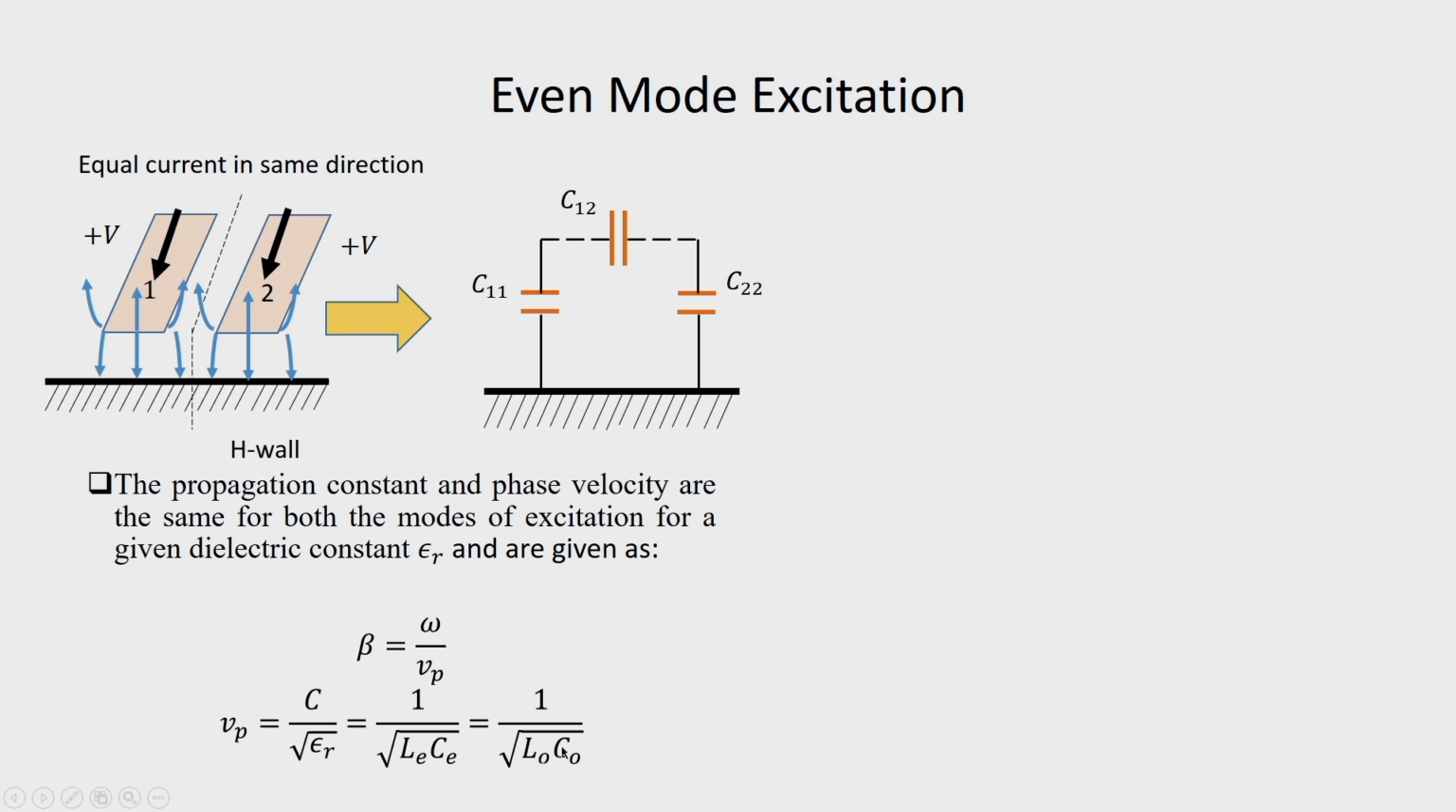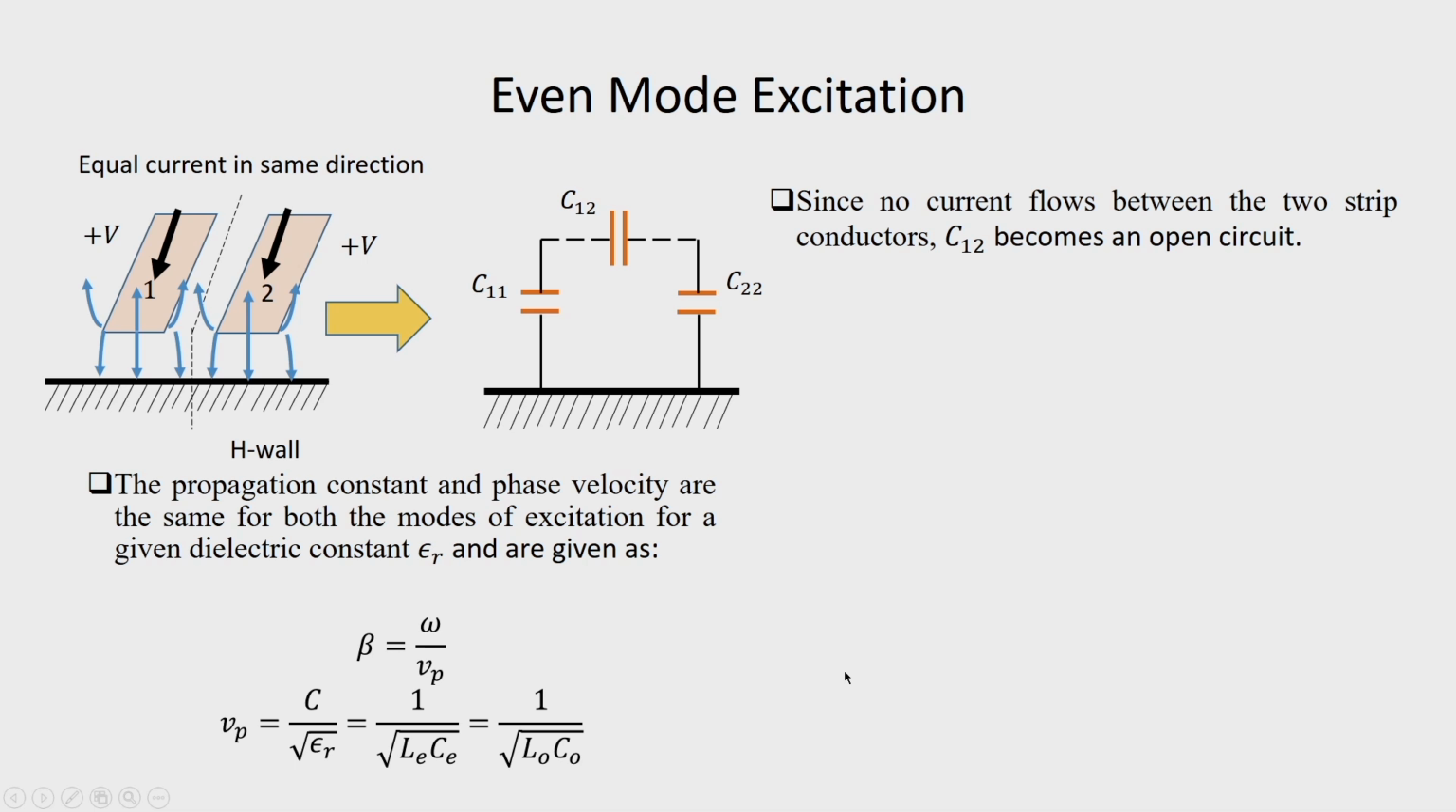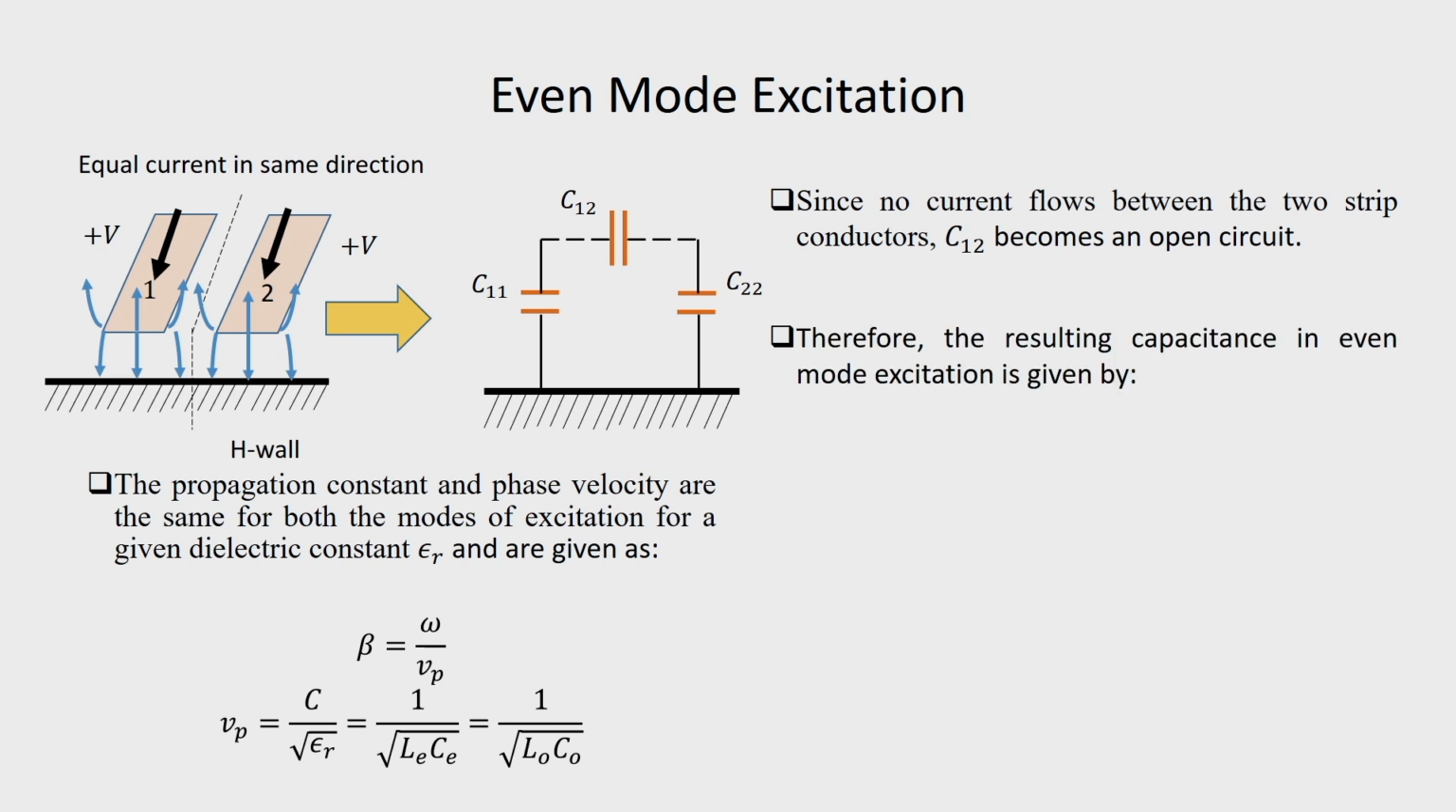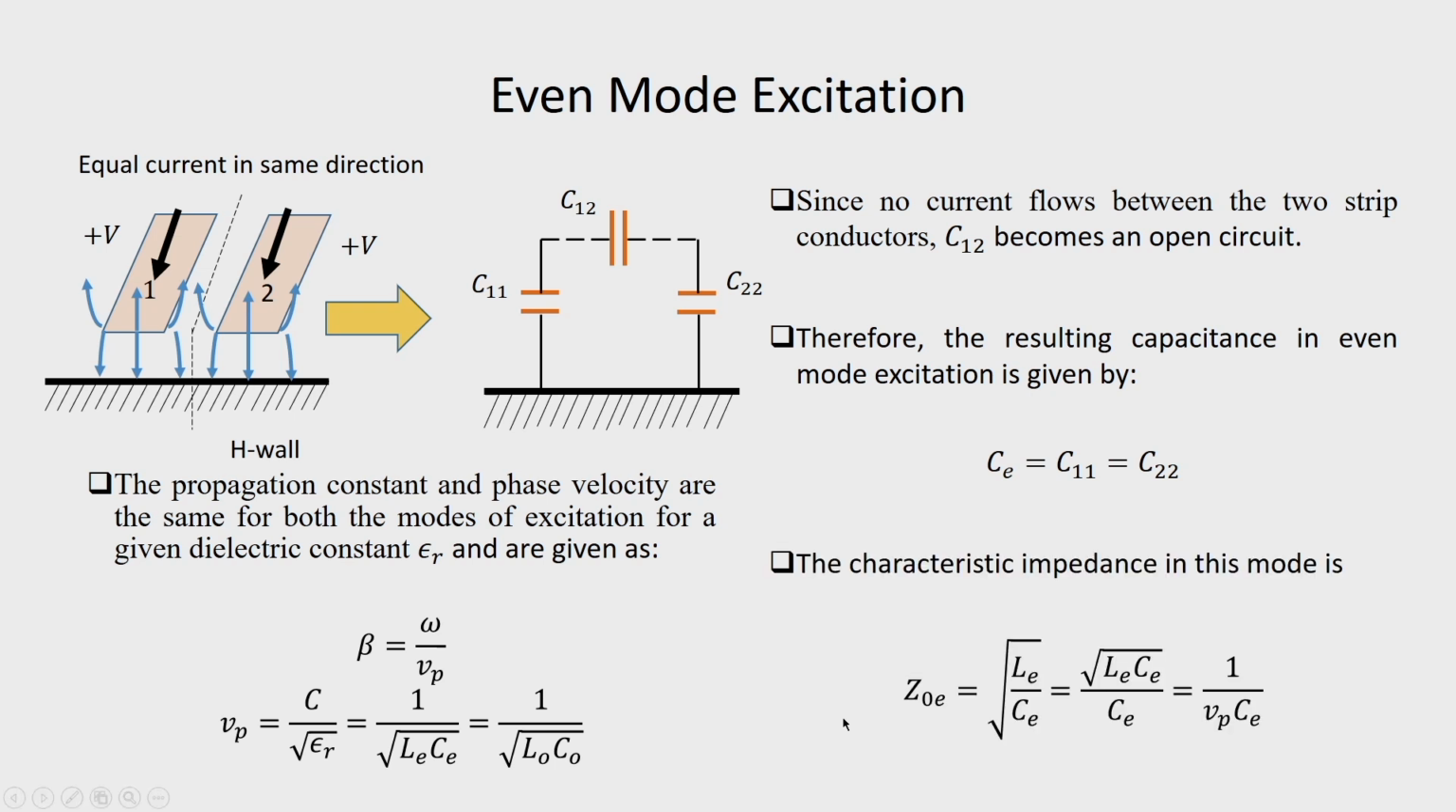inductor and capacitor. Since no current flows between the two strip conductors, C12 becomes an open circuit now, and therefore the resulting capacitance in even mode excitation is given by C_E equal to C11, which is equal to C22, and the characteristic impedance Z0E can be found as 1 by Vp C_E.